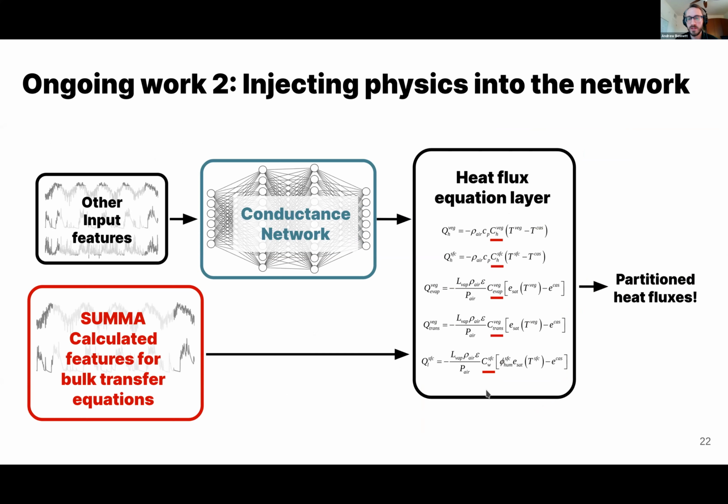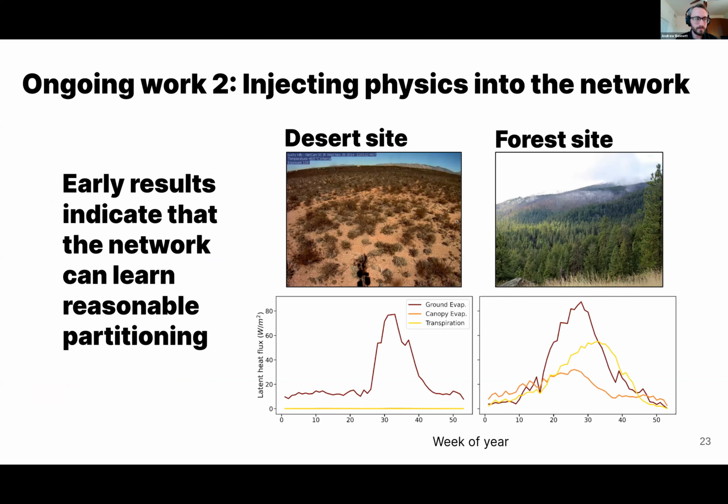So here we have partitioning of these heat fluxes. And instead of directly simulating the heat fluxes with the neural network, we're going to simulate some conductances, as shown by these underlined terms. Once we encode this in a machine learning framework, which we've done, we've written this layer in TensorFlow, we can train this whole model end to end and start to get out these unobserved partitionings.